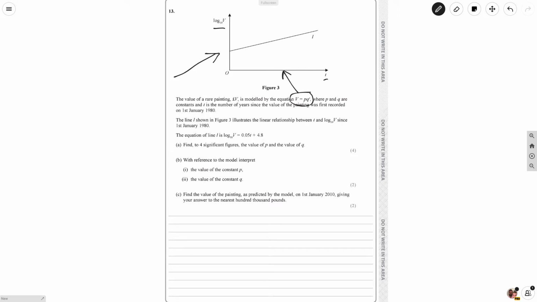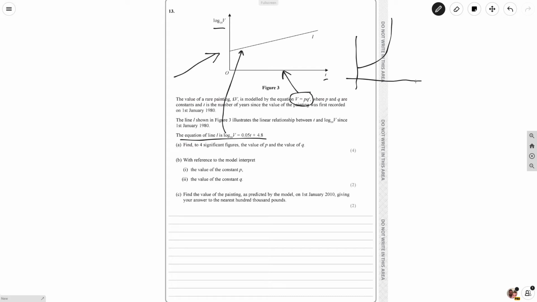Okay, this is an exponential function, and if we did draw it, it would probably look more like this, curved. So the reason that it doesn't look curved is because what's being plotted on the y-axis is log to the base 10 of v. Okay, so you can see that the equation of the line is given down here. This is what this line is.